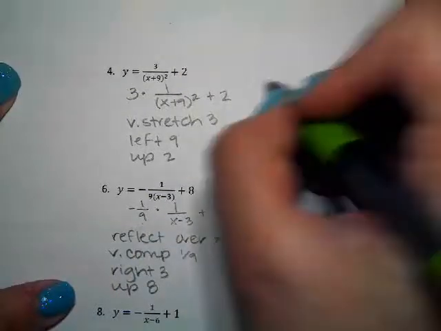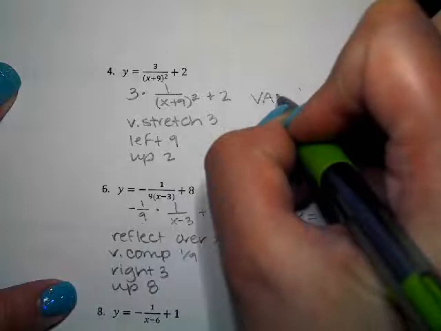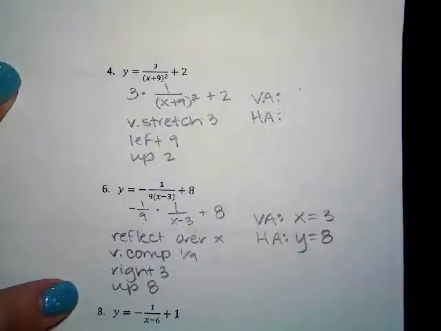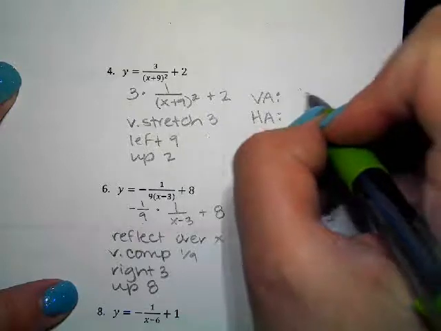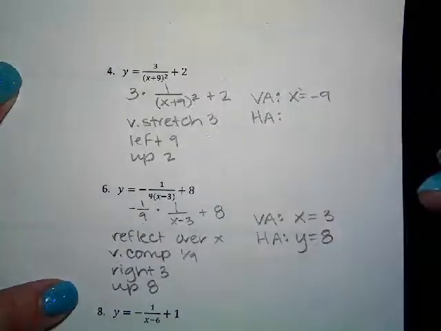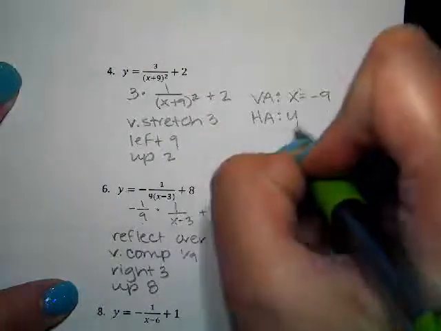All right, what do we have for our vertical asymptote? Yep. And what's our horizontal asymptote?